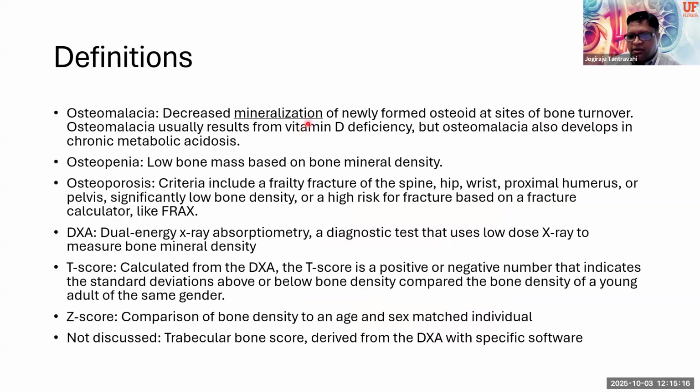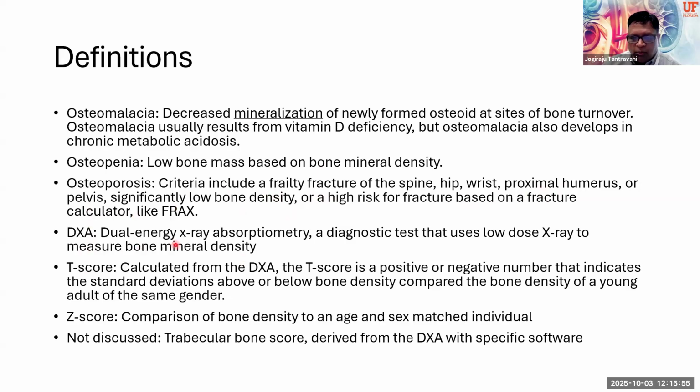Okay. So we'll go over a couple of definitions here. Osteomalacia is the decreased mineralization of newly formed osteoid at sites of bone turnover. Osteomalacia usually results from vitamin D deficiency, but osteomalacia also develops in chronic metabolic acidosis, which we as nephrologists see all the time. Osteopenia is low bone mass based on bone mineral density. Osteoporosis has a number of criteria, including a fragility fracture of the spine, wrist, hip, proximal humerus, or pelvis, significantly low density, or a high risk for fracture based on a fracture calculator like FRAX.